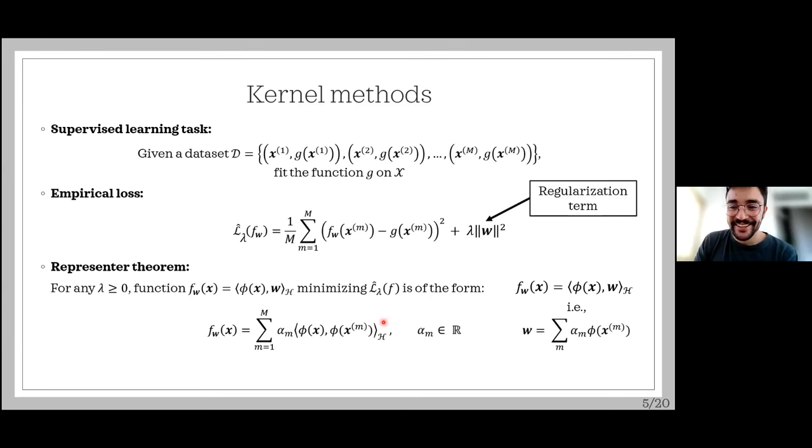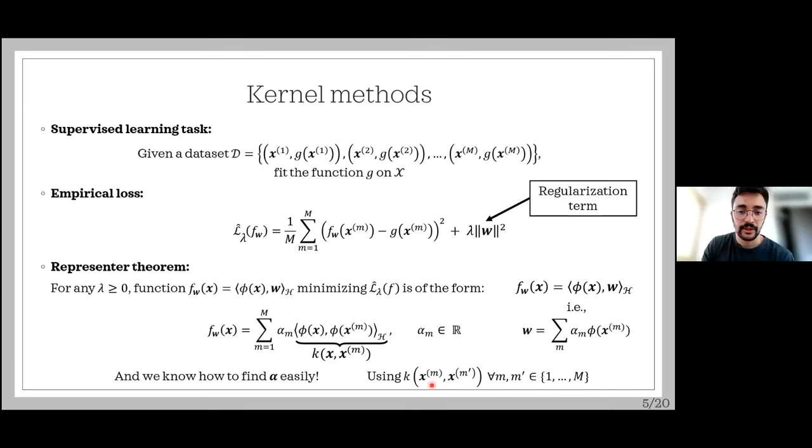Okay. The representer theorem is a very powerful tool. It tells you that basically this type of function will minimize your empirical loss for any regularization term like this within your family of linear models that look like this. And where does the name kernel methods come in? Basically this inner product here between a given data point and some other data point from your data space is going to be called the kernel function. So that's why we call them kernel models.